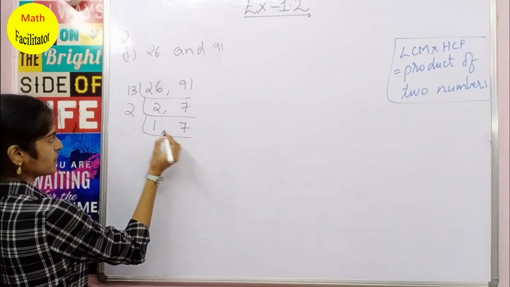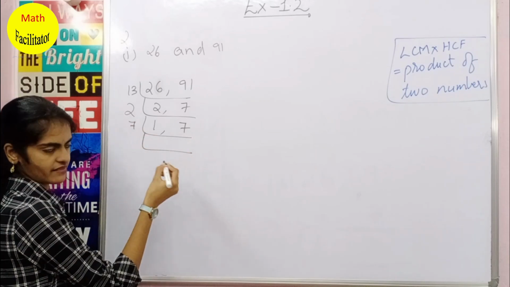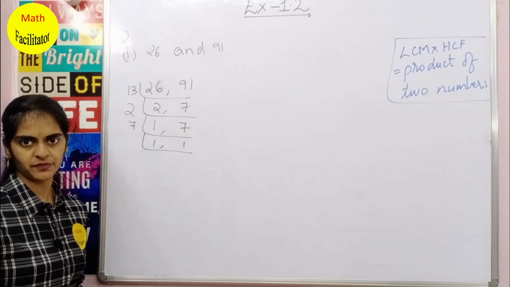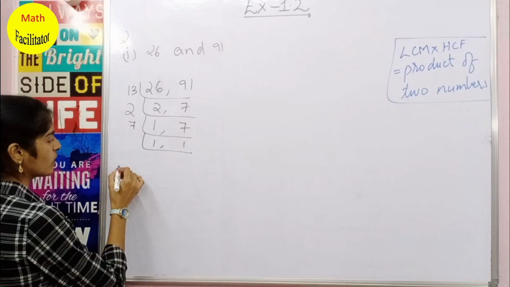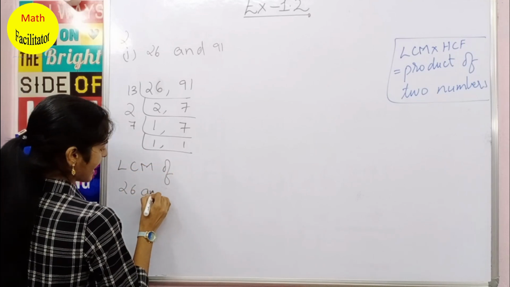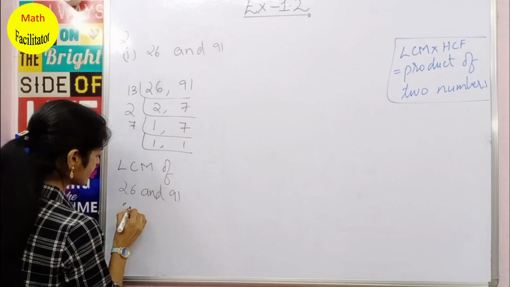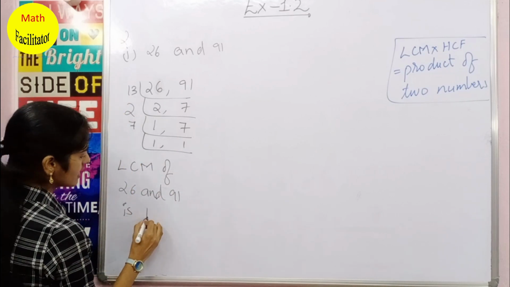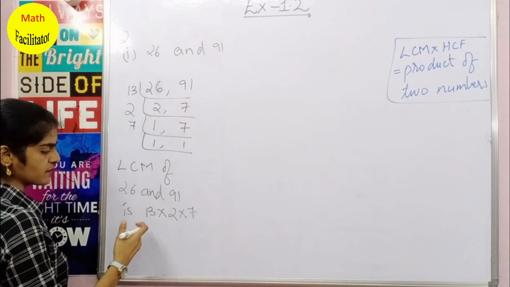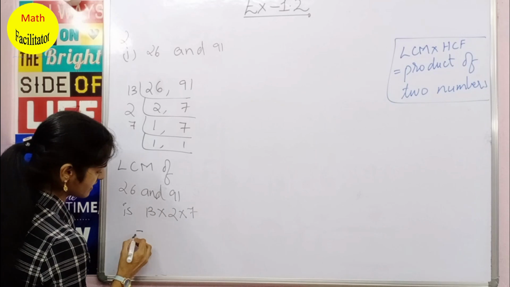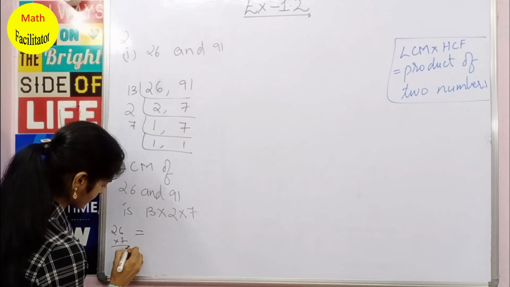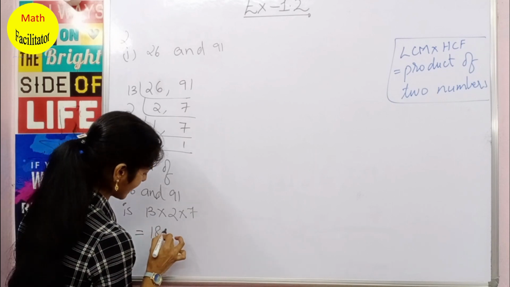Now let us take 7, because 7 is a prime number, you can directly take 7. So this 1 remains the same, and 7 1s are 7. You will stop the process here. Now what is the LCM? LCM of 26 and 91 is the product of these, right? So 13 into 2 into 7, 13 multiplied by 2 multiplied by 7. This is nothing but 26 multiplied 7 times, which is 182.